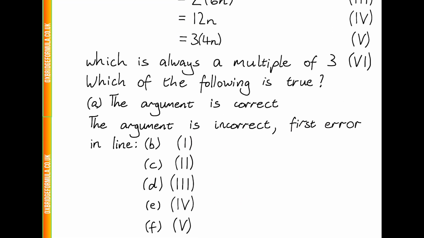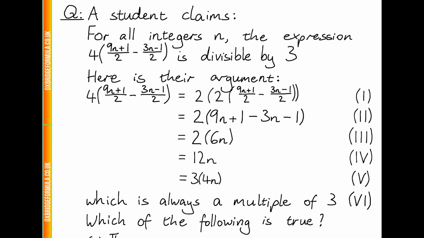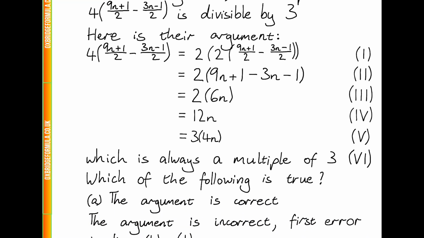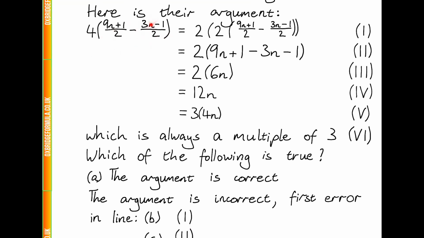So let's firstly think about whether or not the argument is correct, and I encourage you to pause the video and have a look through this argument for yourself. But in order to deduce whether or not the argument is correct, we can think about plugging in an integer into this expression. In particular, the simplest integer to plug in will be n equals 0. And if we plug that in, then what do we have?